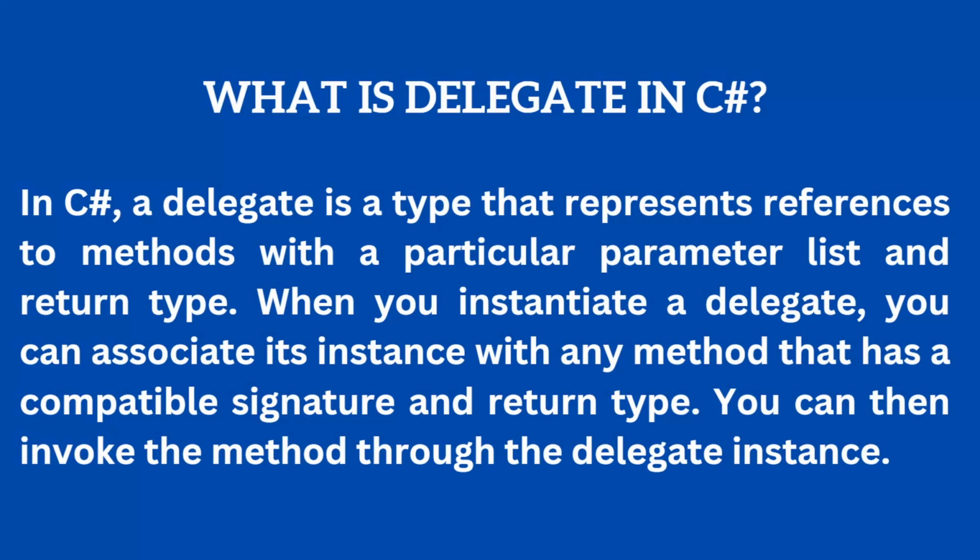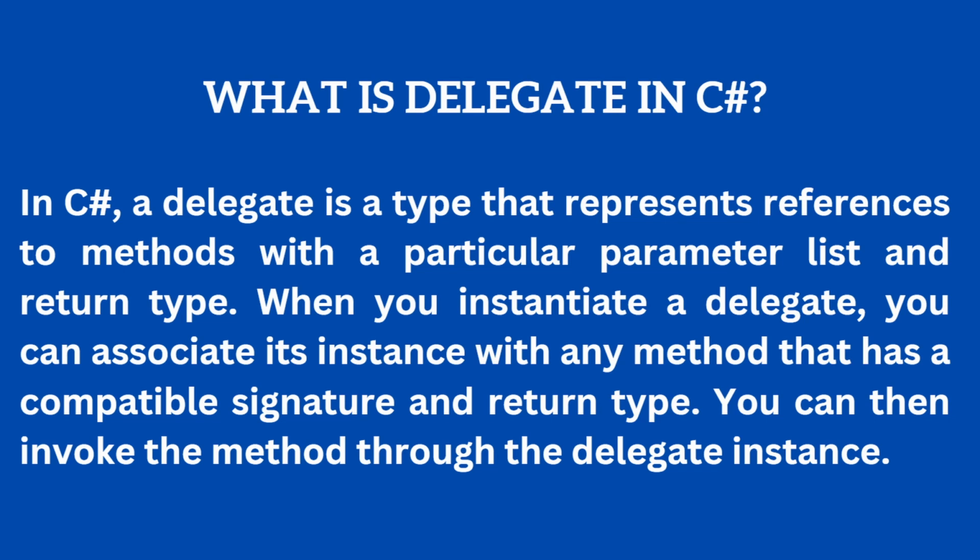What is a delegate in C#? A delegate in C# is a type that represents references to methods with a particular parameter list and return type. They are very similar to function pointers that we find in C or C++, but they are object-oriented and type-safe.